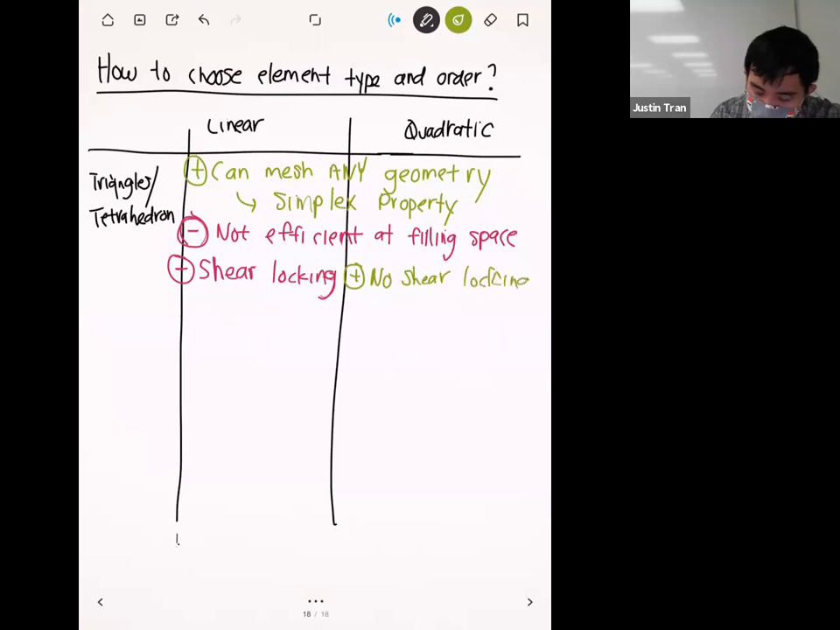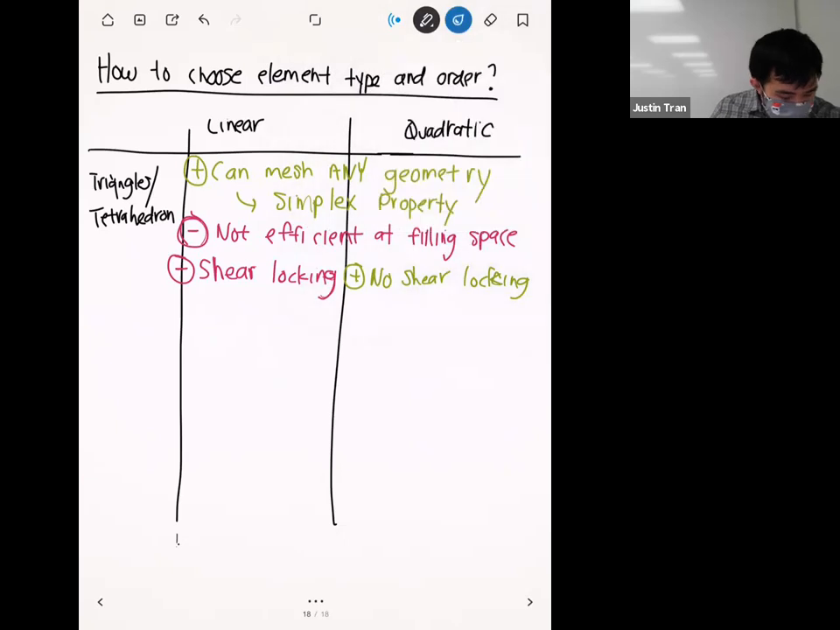Because when you take the derivative of a quadratic element, you're still going to get something that can vary across the element. Which is really important for structural equations, which rely on the gradients of stresses in order to determine what the deformations are going to be.